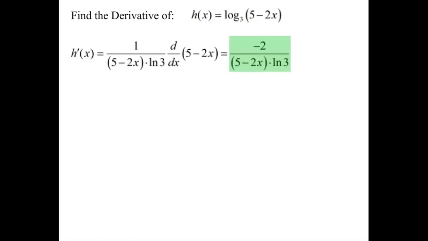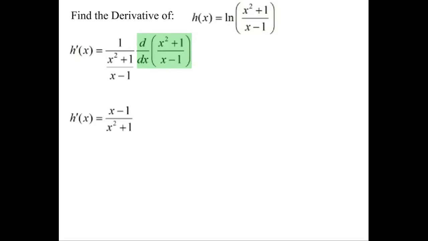You will rarely be taking the derivatives of logarithms of a base other than e. But if you do, don't panic. Make sure you include the natural logarithmic term in the derivative. Let's try the next example. Find the derivative of h of x equals the natural log of x squared plus 1 over x minus 1. So here, once again, we have a composition of functions. The outer function is the natural log, and the inner function is the quantity x squared plus 1 over x minus 1.